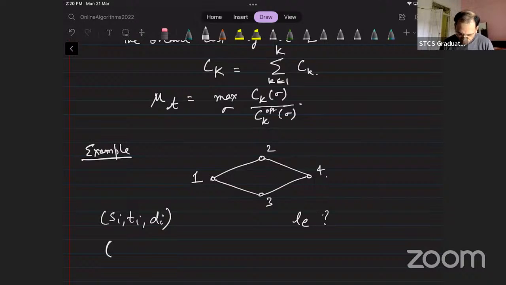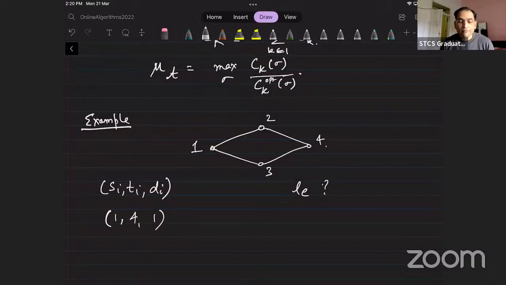It's just obvious. Suppose (1, 4, 1). What does this mean? One unit of demand is asked from 1 through 4. So what will an online algorithm do? You can split, you need not split. It's up to you. So let's look at the splittable case. What will you do? There are only two paths. Correct? So some of it goes through this one, let's say f1, and some of it goes through f2.